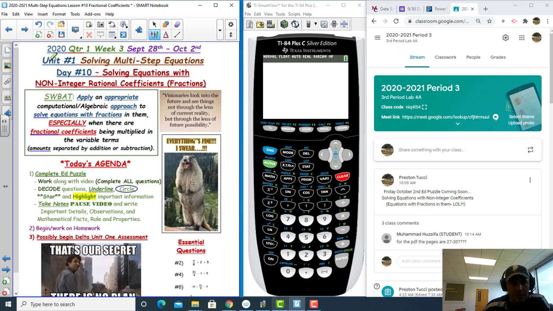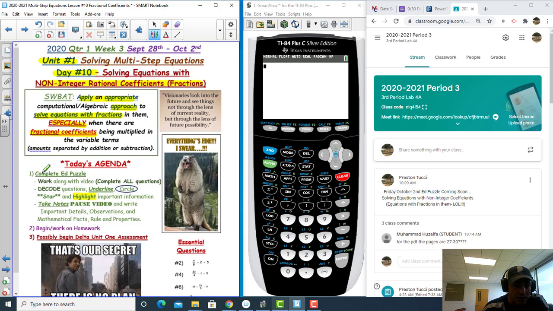Good day, ladies and gentlemen, and welcome to Unit 1 Solving Multi-Step Equations, day number 10, solving equations with non-integer rational coefficients, otherwise known as fractions. By the end of this lesson, we hope that you will be able to apply appropriate computational algebraic approaches to help solve equations with fractions in them, especially ones where the fraction is represented as the coefficient of one of the variable terms, or multiple variable terms.